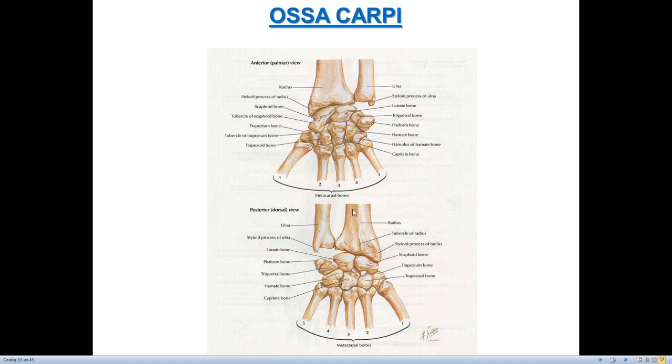Bones are presented here by 8, 4 in each of 2 rows. First row, proximal: scaphoid, lunatum, triquetrum, pisiform. And second, distal, formed by the trapezium, trapezoideum, capitatum, and hamatum bones.